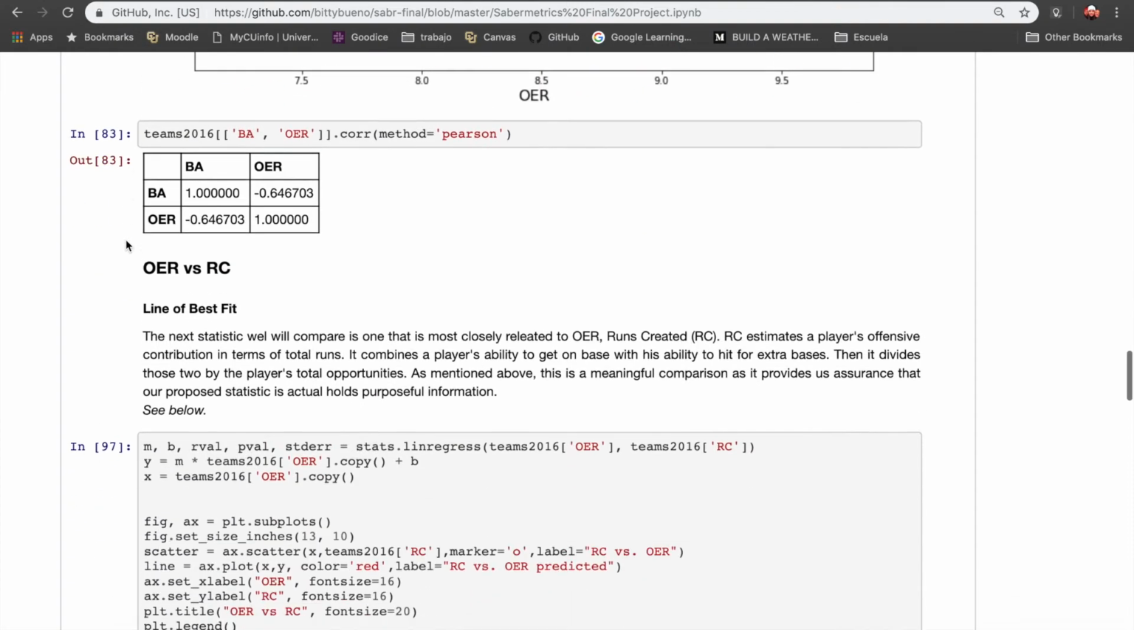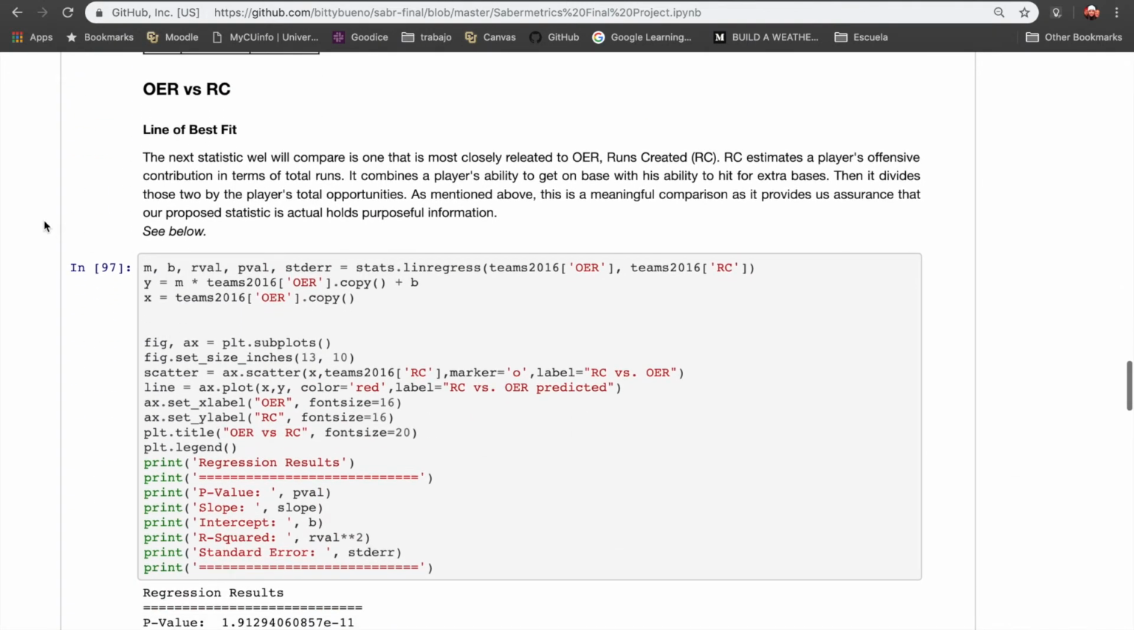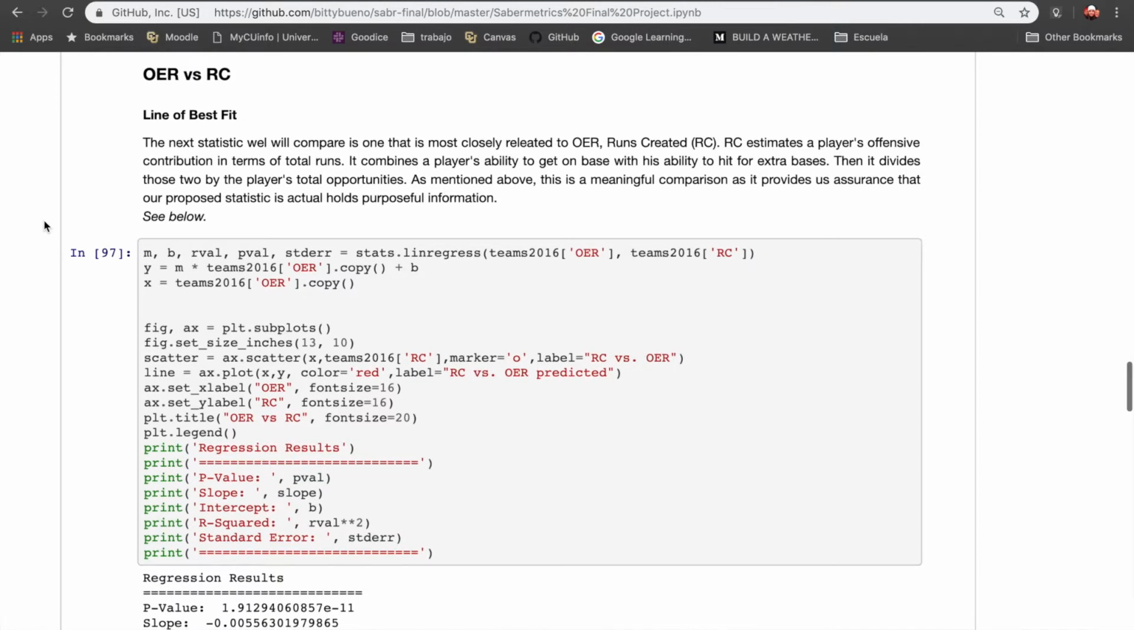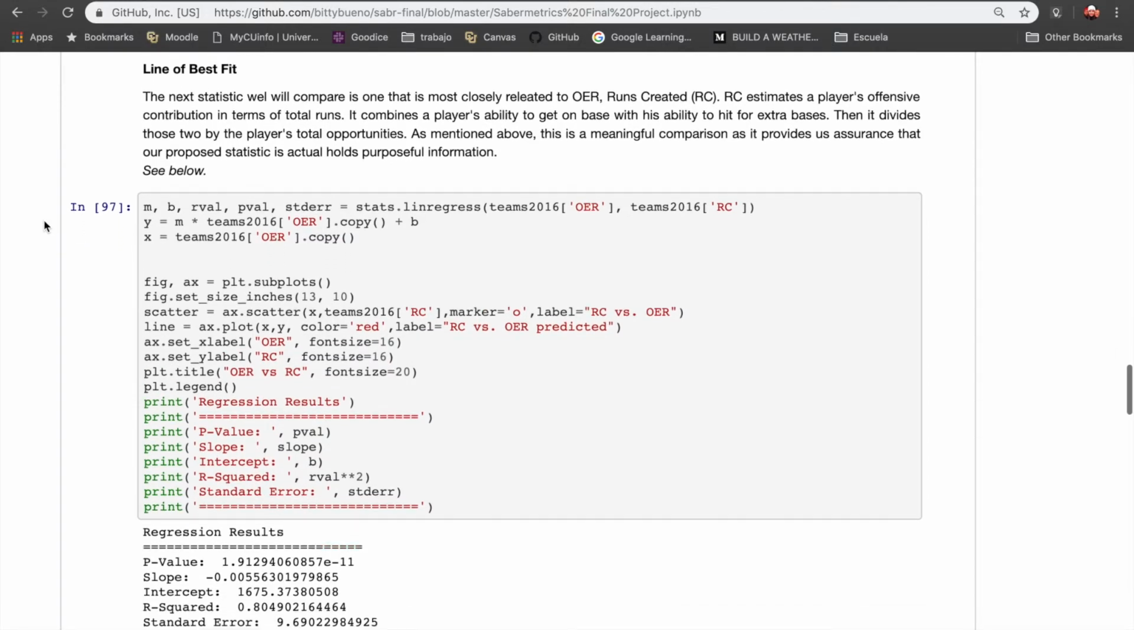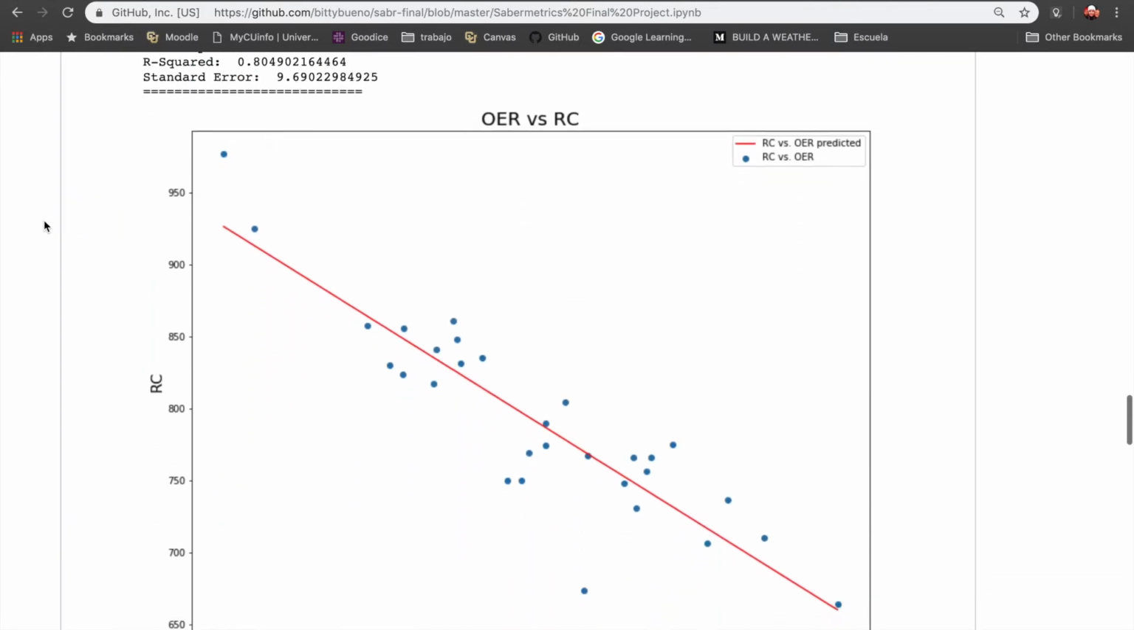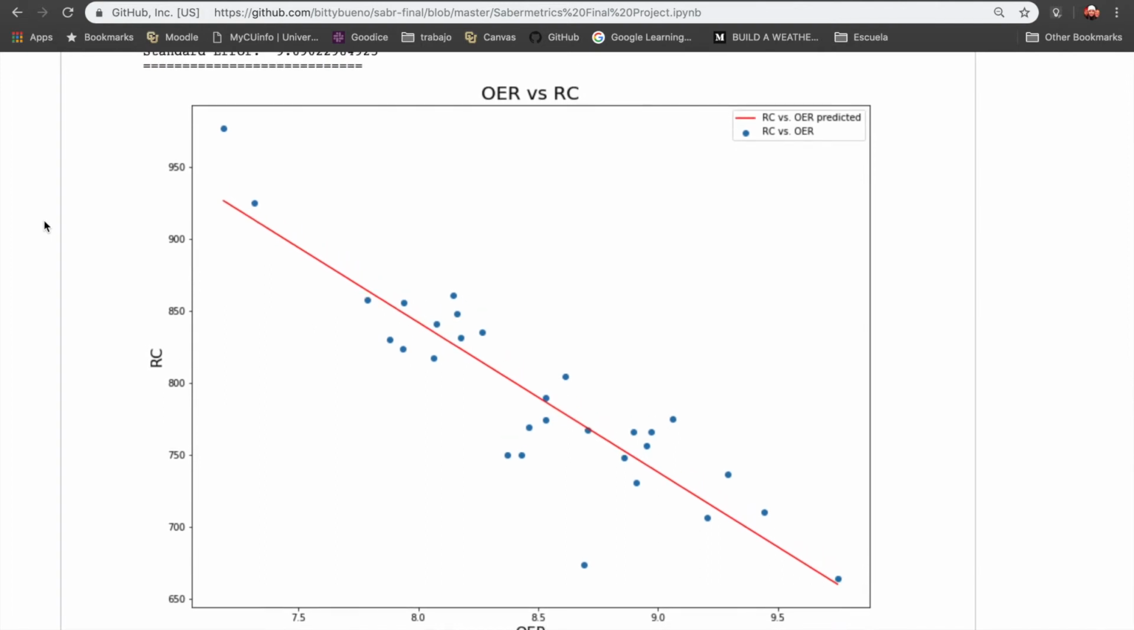We go on to compare OER to runs created, and runs created is a statistic that is most similar to OER. It estimates a player's offensive contribution in terms of total runs. It combines a player's ability to get on base with his ability to hit for extra bases. Then it divides those two by the player's total opportunities. So like I mentioned before, it's pretty similar to OER, however they are measuring different things.